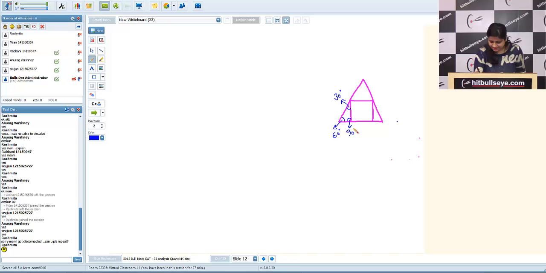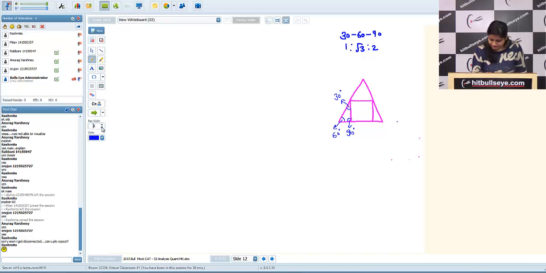Since the ratio is asked, that's why no need to take the radius to be 7, because whenever ratio or percentage is asked, we can take initial data as anything. So as we know that in a 30, 60, 90 triangle, what is the ratio of the sides? This is 1 is to root 3 is to 2.